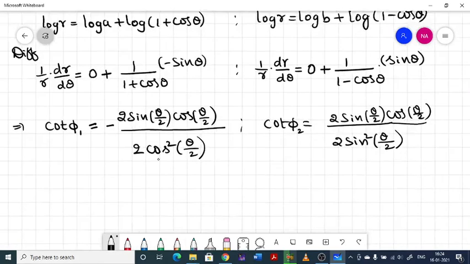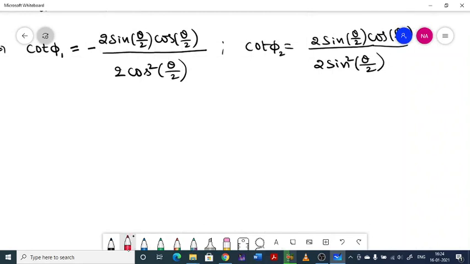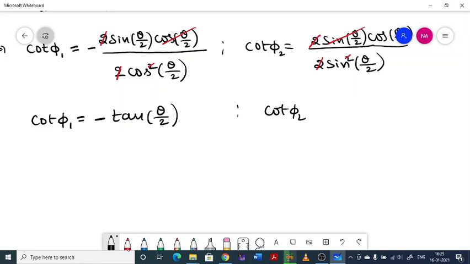Now 2 can cancel, 1 cos term cancels with this, here also 2 cancel, 1 sin term cancels here. Cot phi 1 equal to minus sin by cos alpha, so that is tan of theta by 2, and here cot phi 2 equal to cos by sin, that is cot of theta by 2.